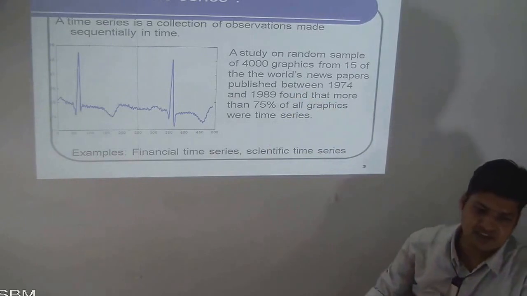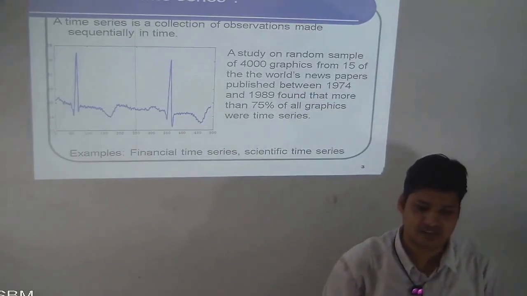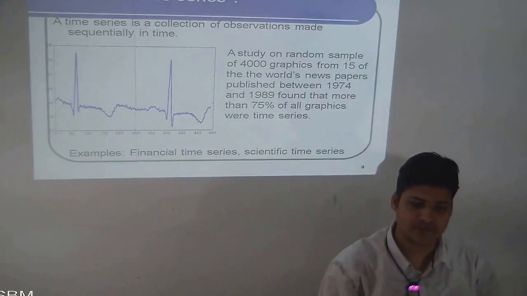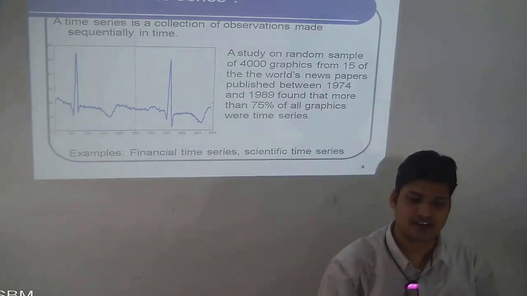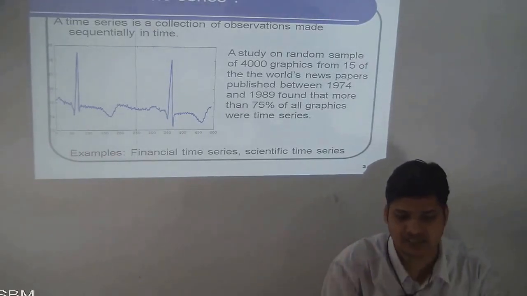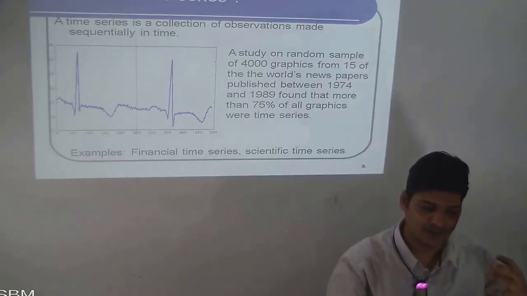A study of a random sample of 4,000 graphics from 15 of the world's newspapers, published between 1974 and 1989, found that more than 75% of all graphics were time series. This is shown over here. Examples are financial time series and scientific time series.